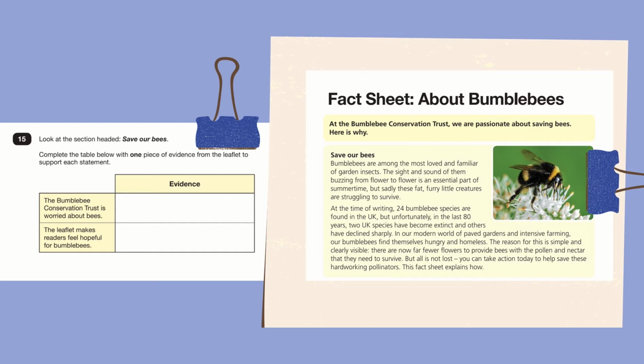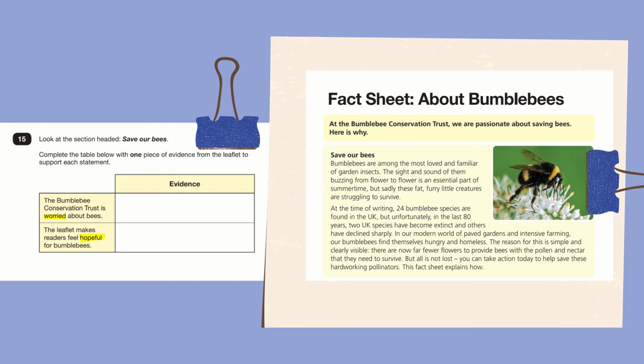So first things first, we need to read the question carefully. Look at the section headed Save Our Bees. Complete the table below with one piece of evidence from the leaflet to support each statement. So the first statement is the Bumblebee Conservation Trust is worried about bees. And the second statement is the leaflet makes readers feel hopeful for bumblebees. So they've told us the section we're looking at, so we might as well read through this and highlight any language that seems like worried language or hopeful language.